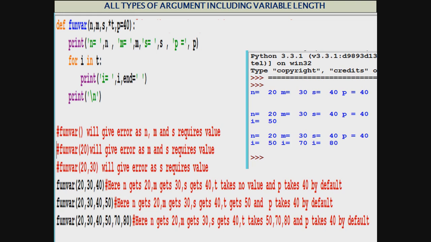If you wanted to give p, at last you should have written p is equal to 80. Then 80 would have been given to p. So in this way, we see how all the types of argument can work together.